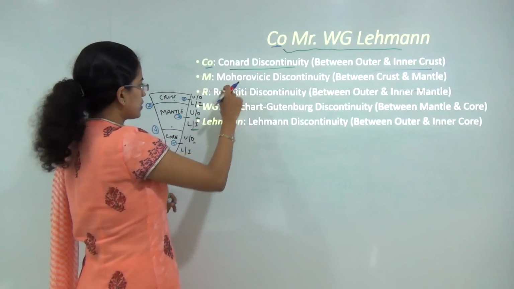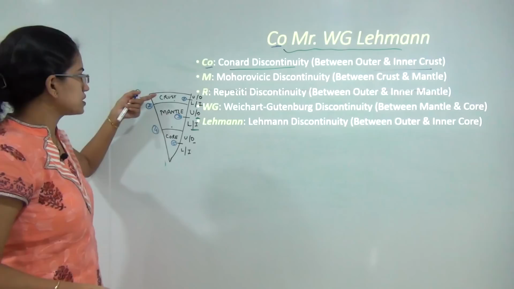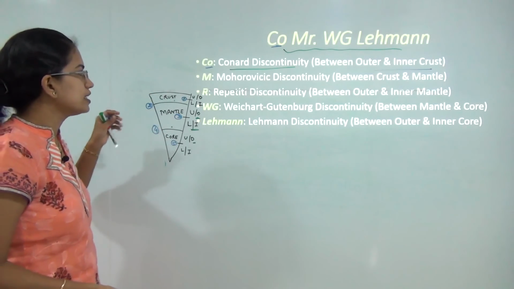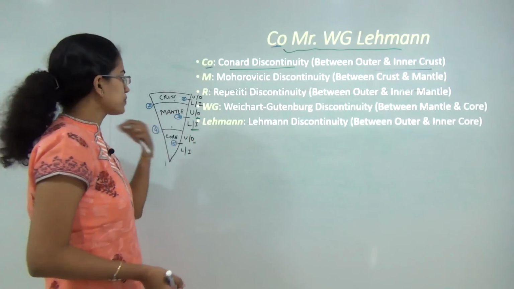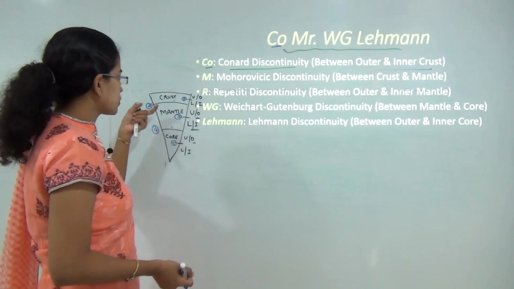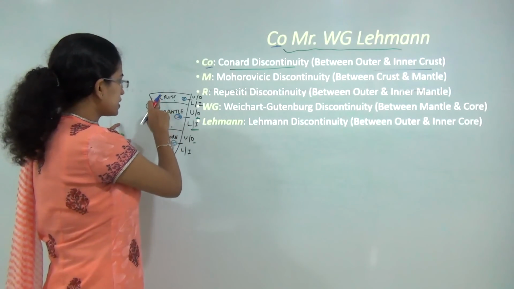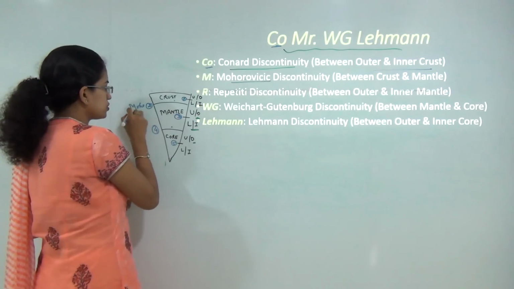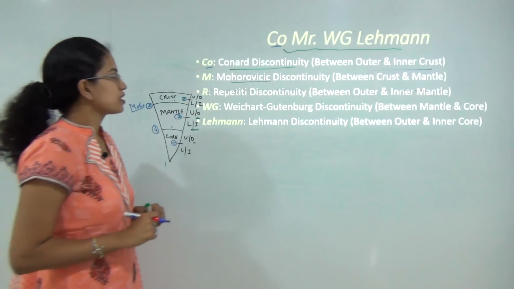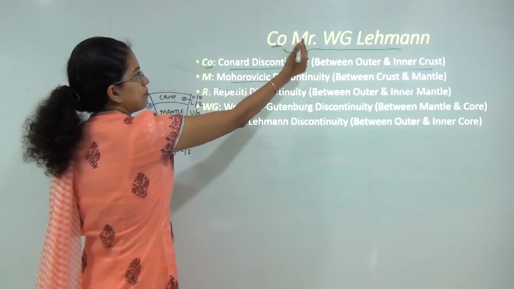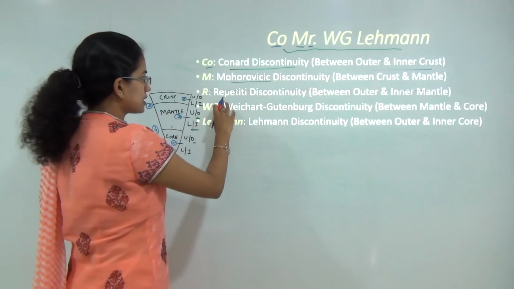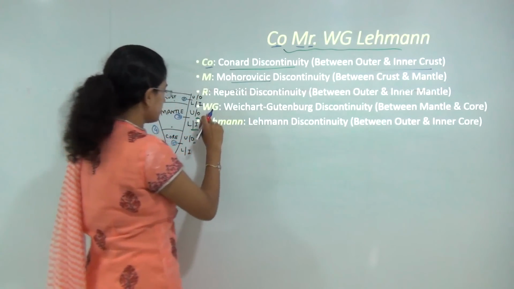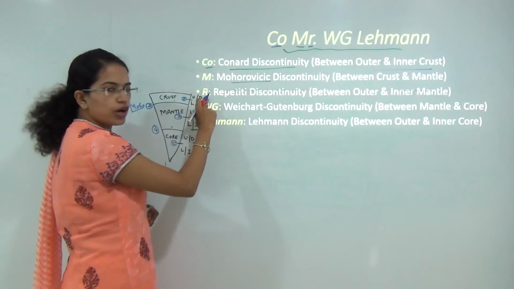So M we already learned that it's a discontinuity between crust and mantle, and it is significant because beyond it there is a significant change in the speed of the earthquake waves. So between crust and mantle you have the Mohorovicic discontinuity, or we also call it the Moho discontinuity. So M, and then you have R, that is Repetti discontinuity that exists between the outer and the inner mantle. So 3, that stands for R.